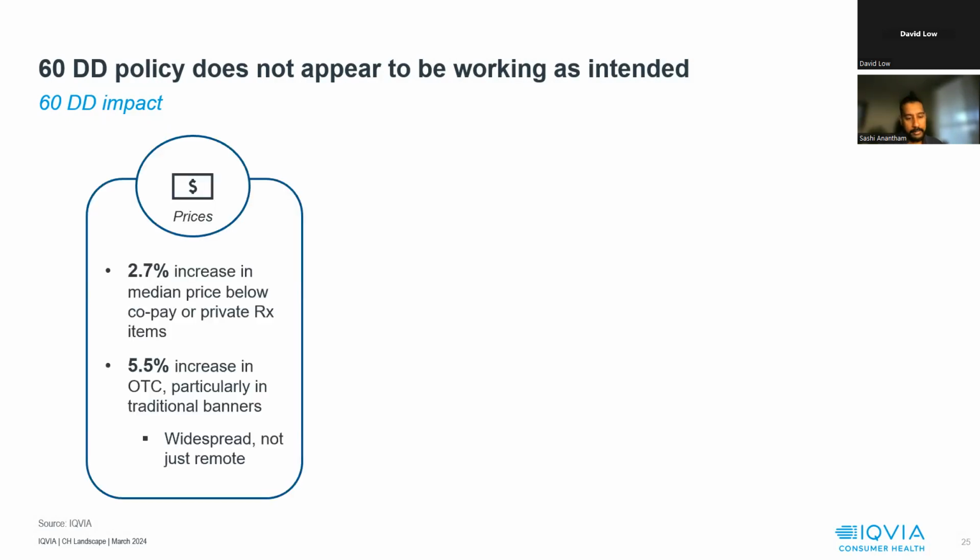If you look at prices in pharmacy, they've gone up by 2.7% for your below-copay items or your private RX items. So anything that is under the $30 copay, wherein the customer will just simply pay the price of that item, those items have gone up by 2.7% on average from a median perspective. And your front of store OTC items, particularly smoking cessation and eye care as examples, these have gone up by 5.5% since the 1st of September.